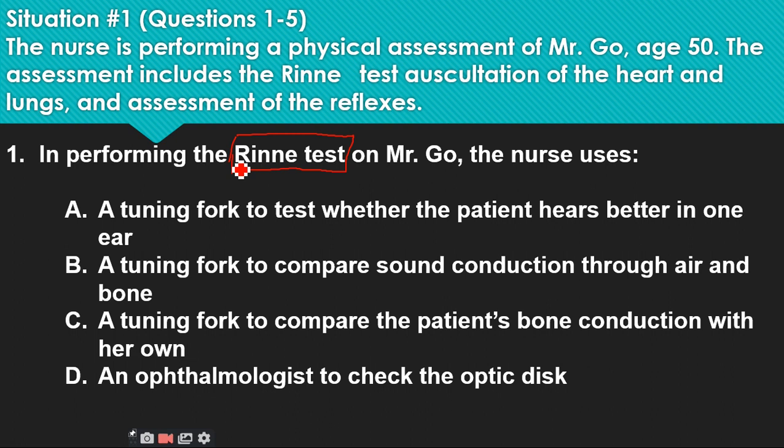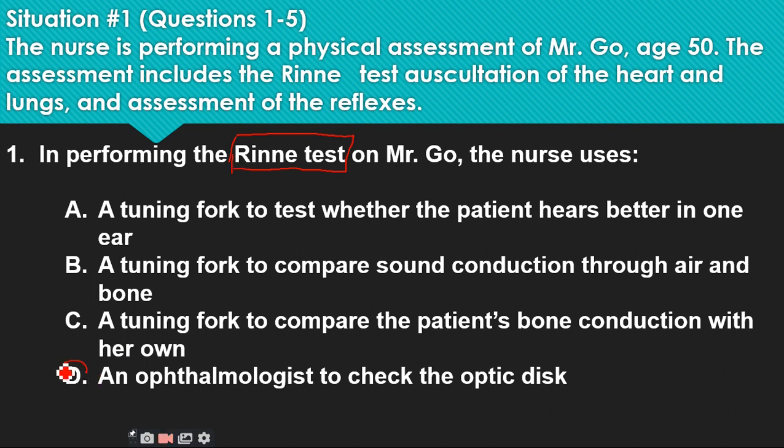And choice letter A, a tuning fork to test whether the patient hears better in one ear. Letter B, a tuning fork to compare sound conduction through air and bone. Letter C, a tuning fork to compare the patient's bone conduction with her own. Or letter D, an ophthalmologist to check the optic disc.